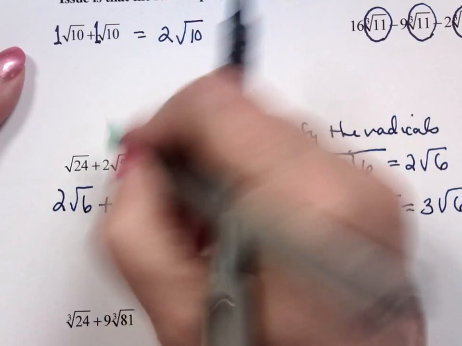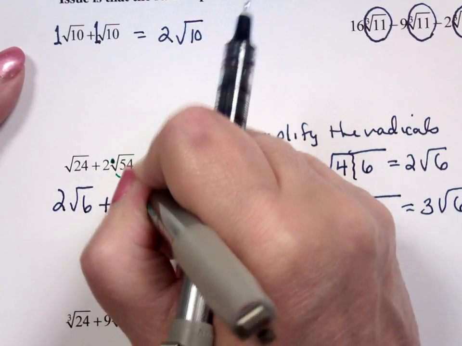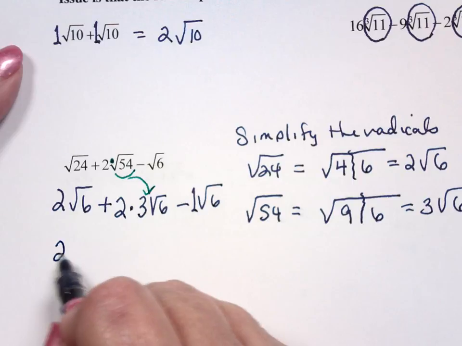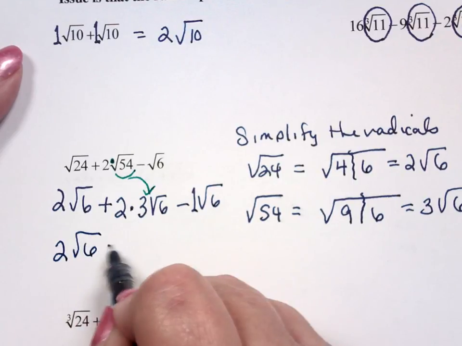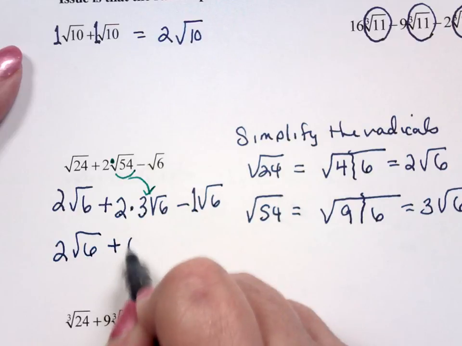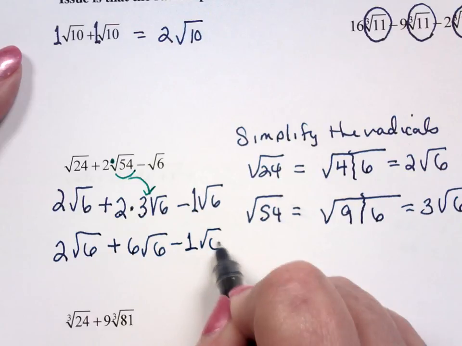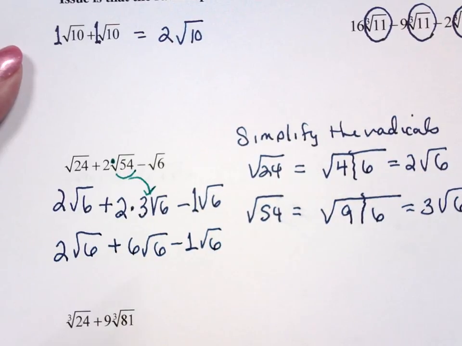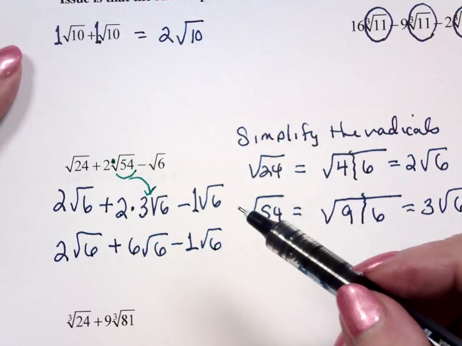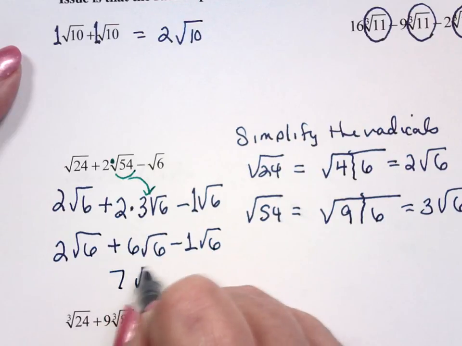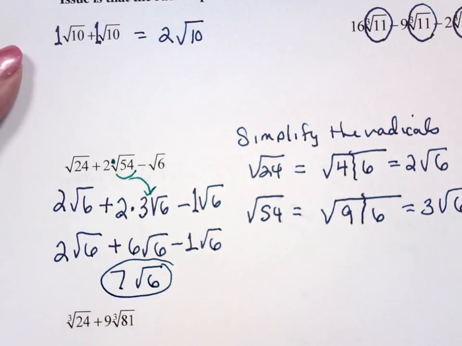So notice what happened. This is 2 times that radical, and that radical became 3 square roots of 6. Now simplify again. 2 square roots of 6 plus 2 times 3 is 6 square roots of 6 minus 1 square root of 6. So 2 square roots of 6 plus 6 square roots of 6 minus 1 square root of 6. How many square roots of 6 do I have? 7 square roots of 6. That's the worst part of it, is having to simplify all those radicals.